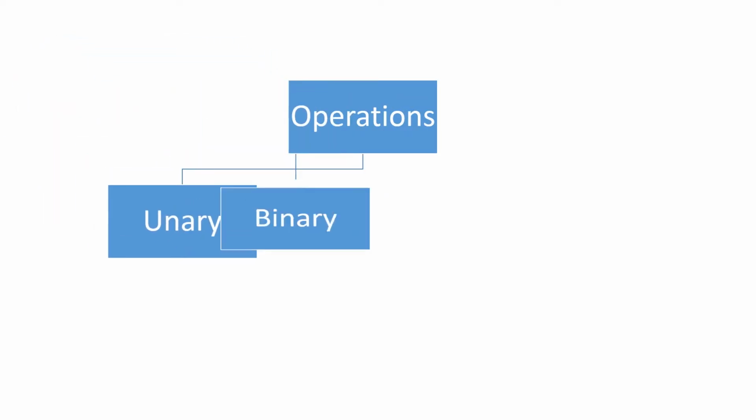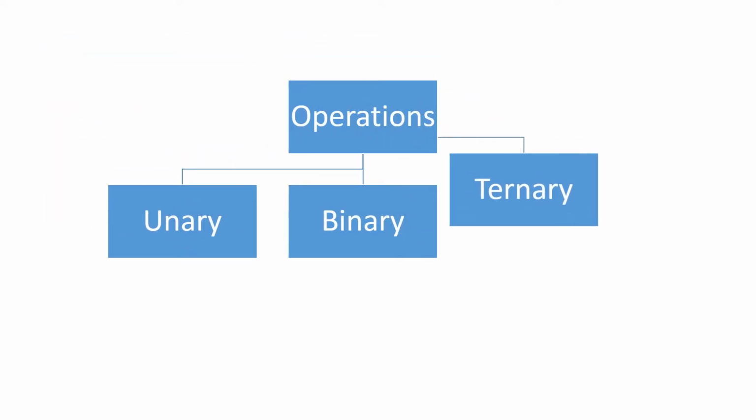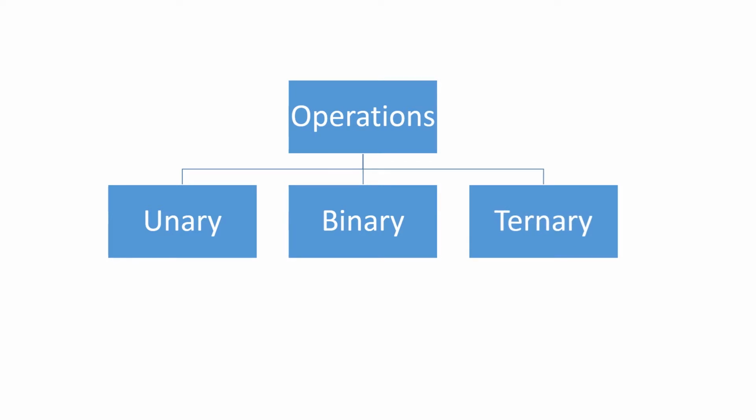Next, we have a classification of operators. Operators are classified into 3 categories: unary operators, binary operators, ternary operators. And these categories depend upon the number of operands required by an operator to perform an operation.